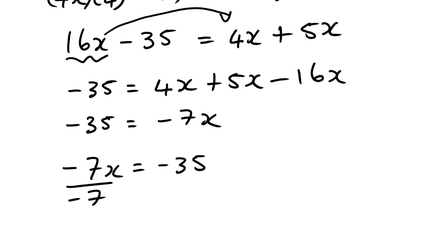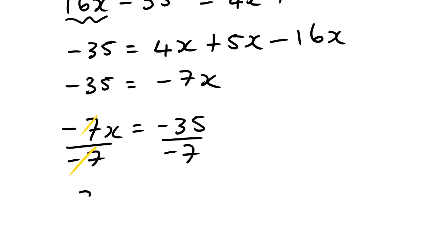Then from here we divide by negative 7 on both sides. This will get rid of this, and then we are left with x equals 5.